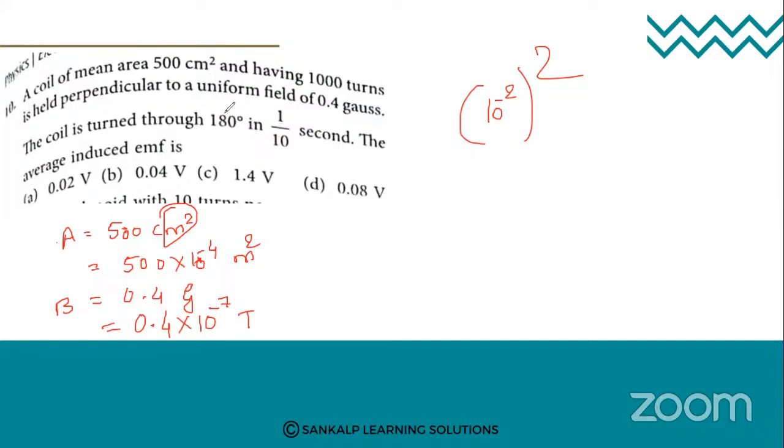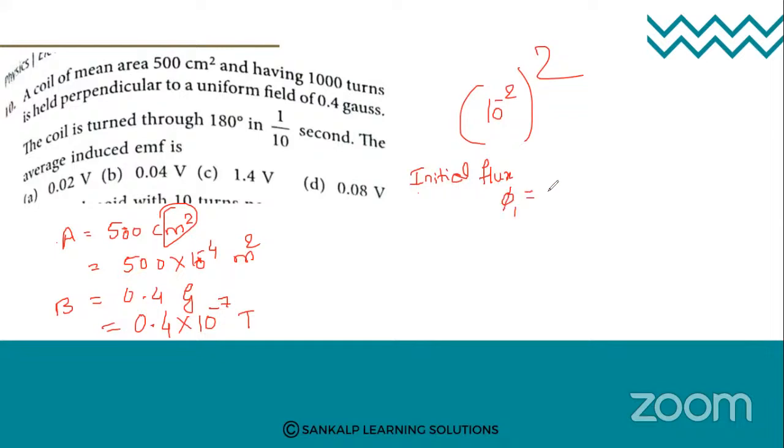So here what is happening, it is turned through 180 degrees, and that is specified. So when the coil is held perpendicular to the field initially, the coil will be held perpendicular, so it is normal to the plane. Students, see how the calculation is done for the initial flux. Maybe your answer has gone wrong here because of that.